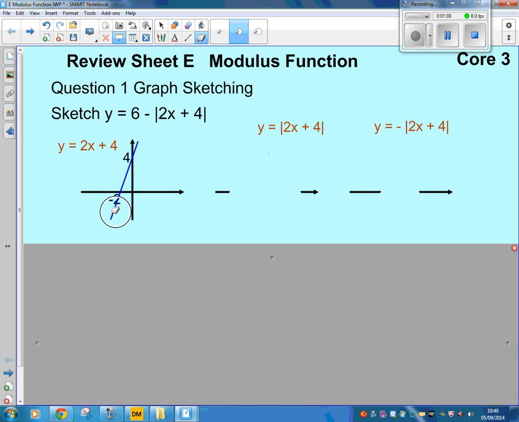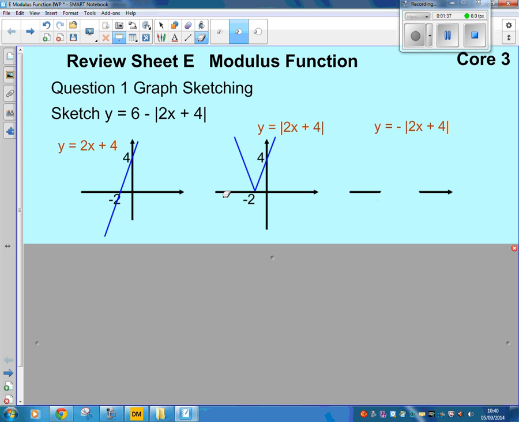Next bit, we want the modulus of this. Now the modulus means it's got to always be positive, so anything that's already positive above the x-axis stays the same, but anything below the x-axis where it's negative is going to become positive. So what's going to happen now is you can get your standard V shape by reflecting that part up, that part stays the same. Notice now it's still cutting the y-axis at 4, but it meets the x-axis at minus 2.